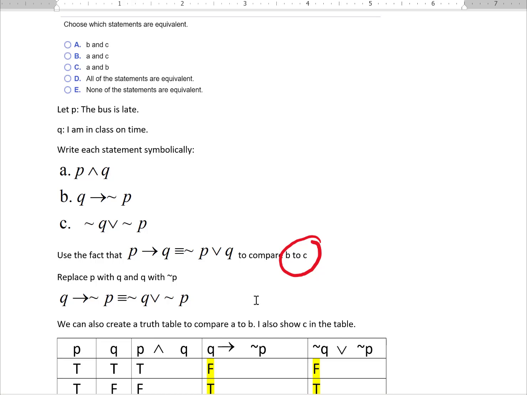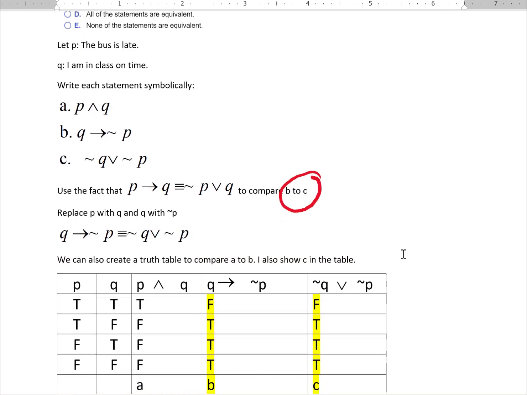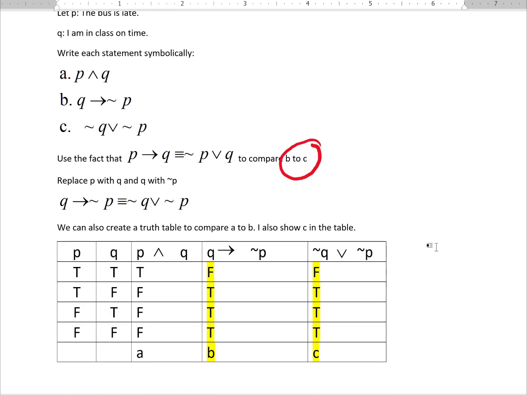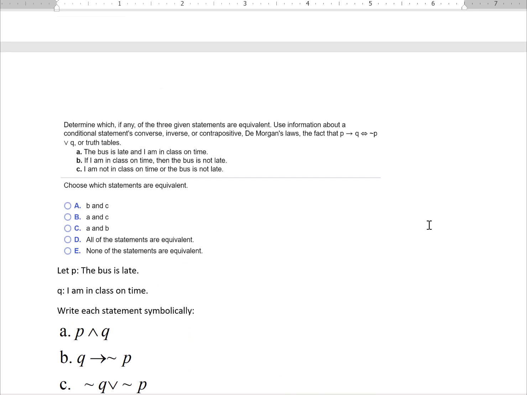Now, I only need to compare A to either B or C. And I went ahead and built a truth table showing all three statements. And you'll notice when you do that truth table for compound statement A, the final column is true, false, false, false. And that's not the same as what you get for compound statements B and C, which have the same truth values, which is what we already showed. And so therefore, the correct answer on this one is going to be B and C.